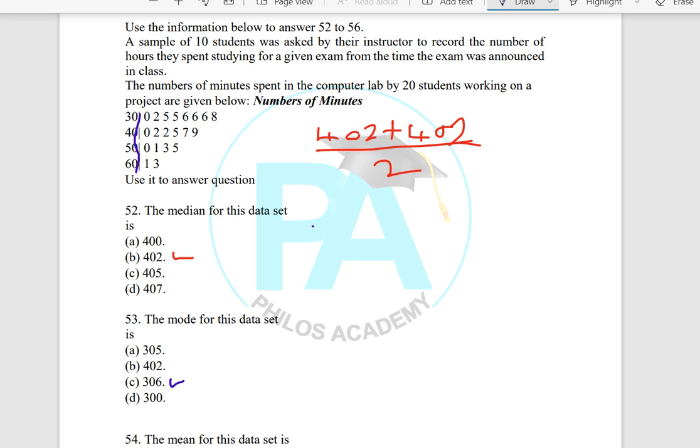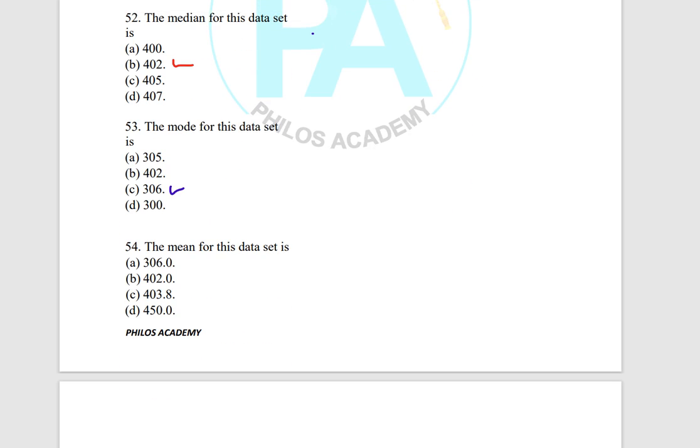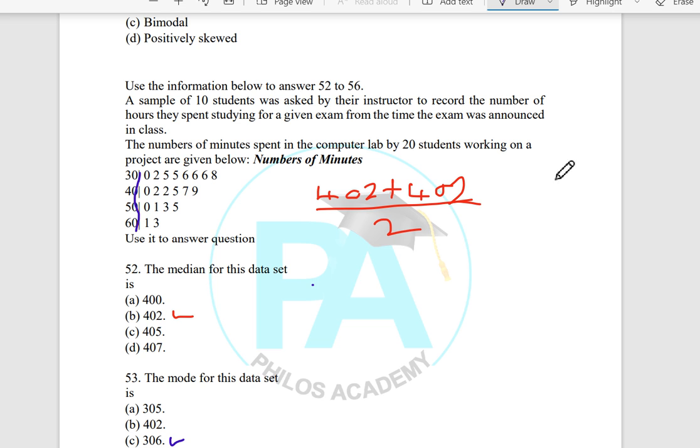Let's proceed to question 54. The question says the mean for this data set is. To know the mean, you are going to add everything together and divide by the total number. How many are they? 1, 2, 3, 4, 5, 6, 7, 8. This is 8. Then 6 more, that's 14, plus 4 plus this 4. Yes, they are 20 in number.